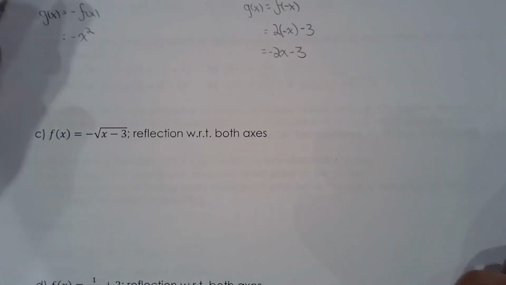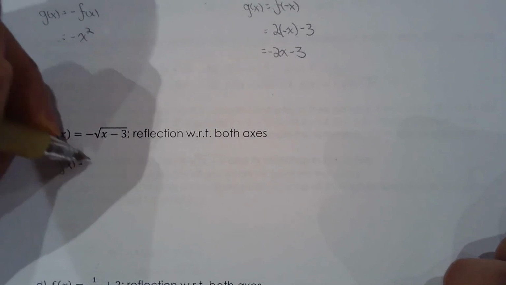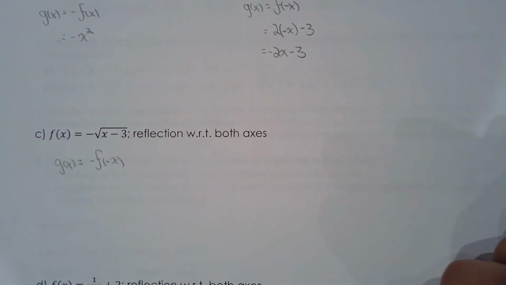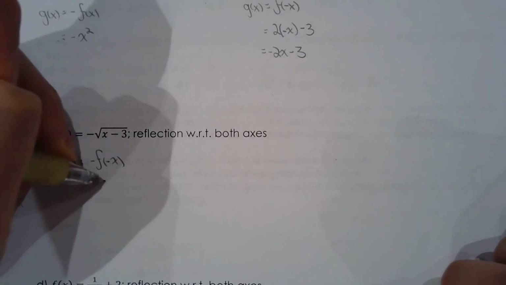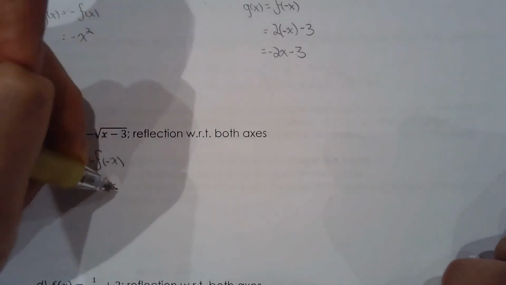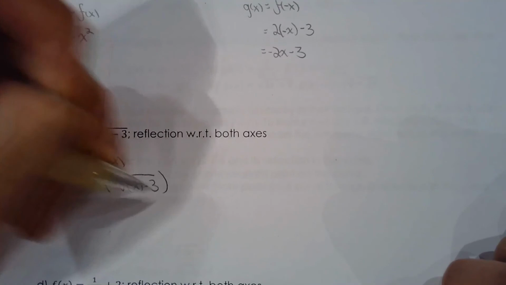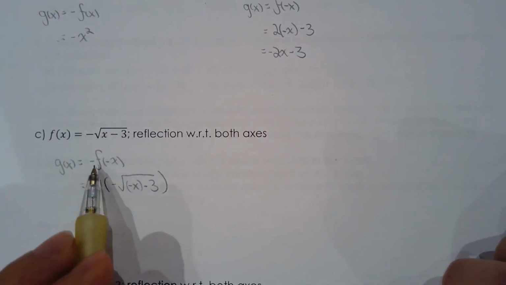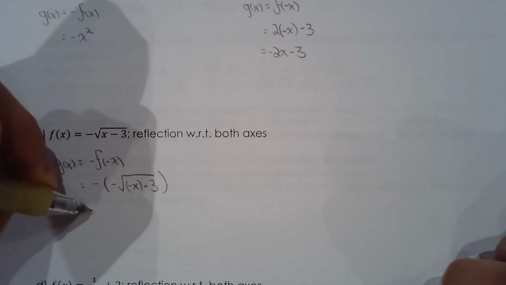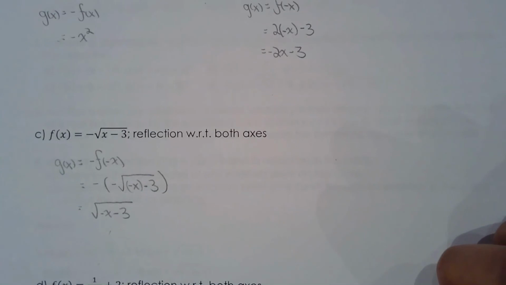All right. For g of x reflected with respect to both the x and y axes, it's negative f of negative x. In function notation, f of negative x will be the root of negative x minus 3. Just stick with what you remember from function notation. So negative, negative, that's positive. That'll be the root of negative x minus 3.